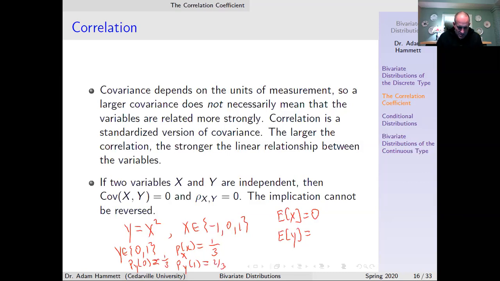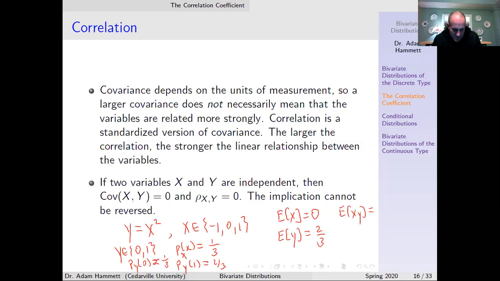2/3, okay? So what's going on here? The expectation of Y is just equal to 1/3 times 0 plus 2/3 times 1. So the expected value of Y is actually 2/3. Okay. What about the expected value of XY?